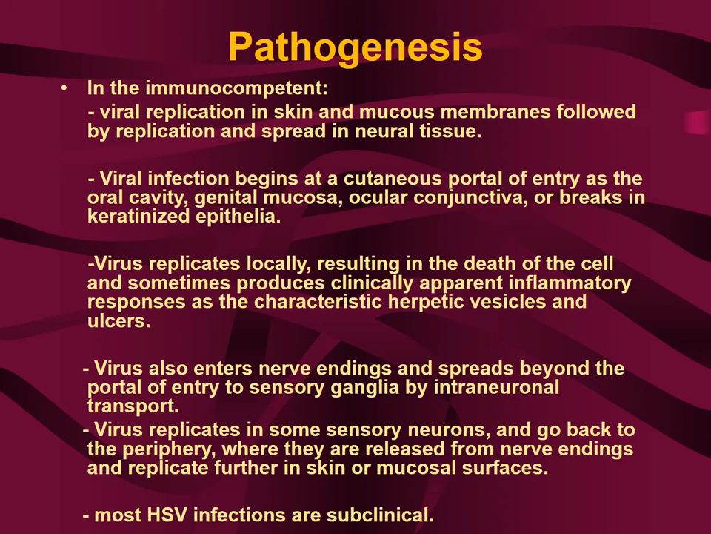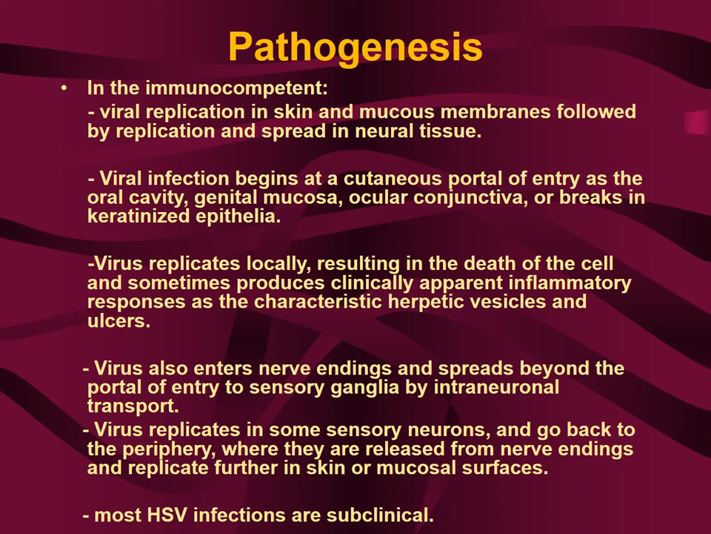Pathogenesis: viral replication in skin and mucous membranes, followed by replication and spread in neural tissue. Viral infection begins at the cutaneous portal of entry at the oral cavity, genital mucosa, ocular conjunctiva, or breaks in keratinocyte epithelium. The virus replicates locally, resulting in the death of the cell and sometimes producing clinically apparent inflammatory responses such as the characteristic herpetic vesicles and ulcers.